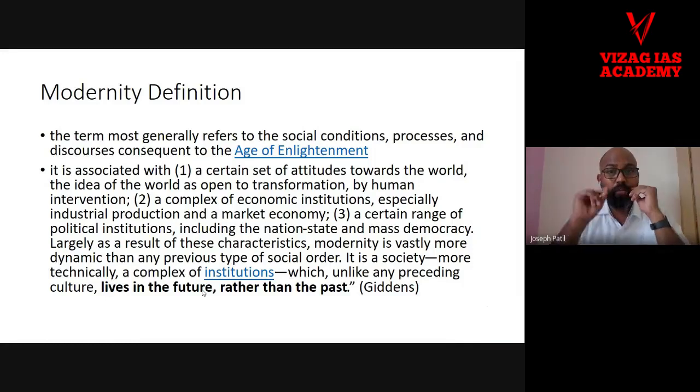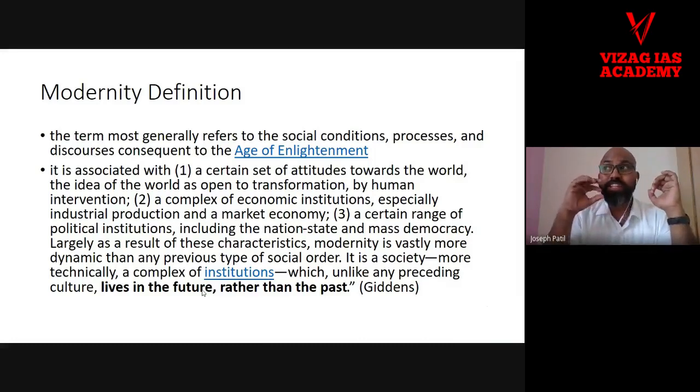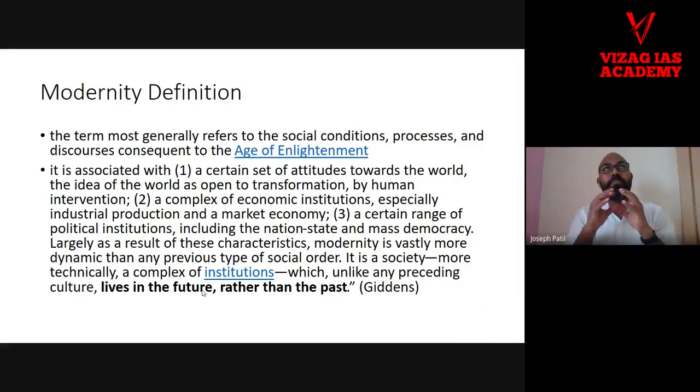Okay, again, the word institution, you may be thinking institutions are just schools or buildings. No, institution in sociology is particular social relations over a prolonged period of time with their rules. Social relations, particular social relations over very long periods of time with their own rules of engagement. That is an institution.